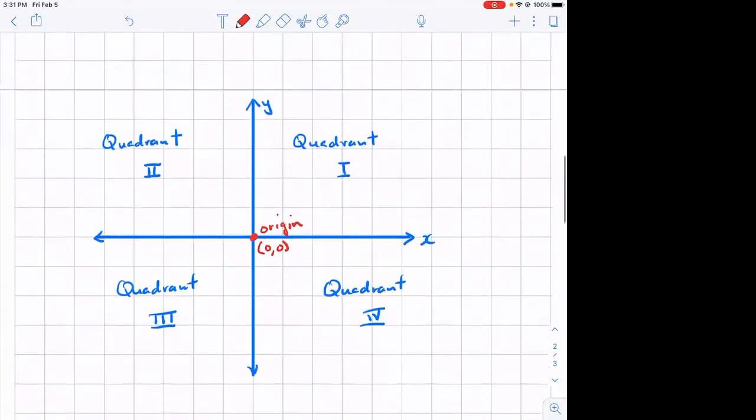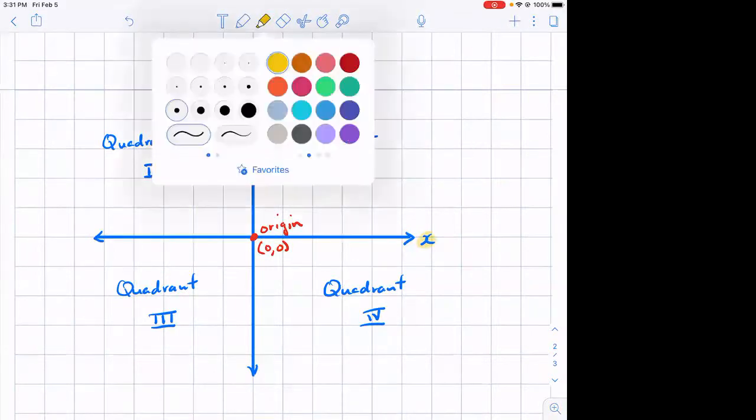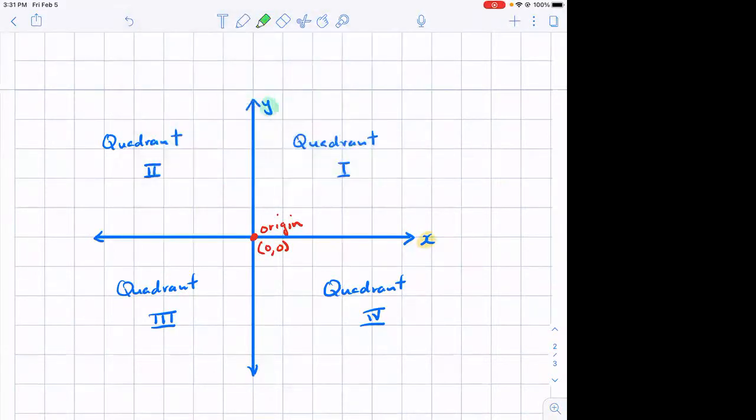So there's a couple of names. We refer to this as the xy axis, the rectangular coordinate plane, or the Cartesian plane, but I think most students call it the xy axis. And it's really a combination of a horizontal line, which is the x-axis, and a vertical line, which is the y-axis. And we use this to graph ordered pairs.